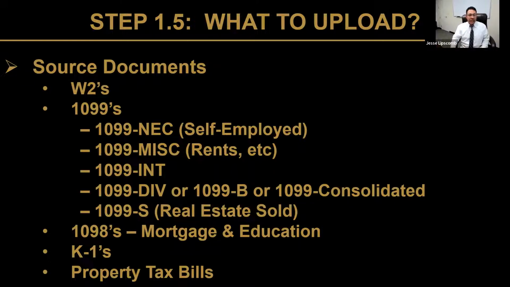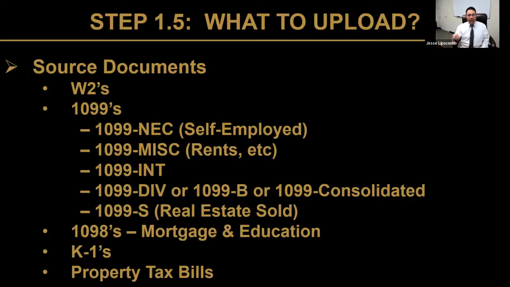1099 interest. If you've got a mortgage and an escrow account, you're probably going to get one of those, so double check. The 1099 DIV for dividends or B for capital gains. A lot of times it's going to be on your 1099 consolidated from your TD Ameritrade, Fidelity, or Robinhood account. Also, if you sold a real estate, your primary residence or an investment property, you're probably going to get a 1099-S, so be on the lookout for that.